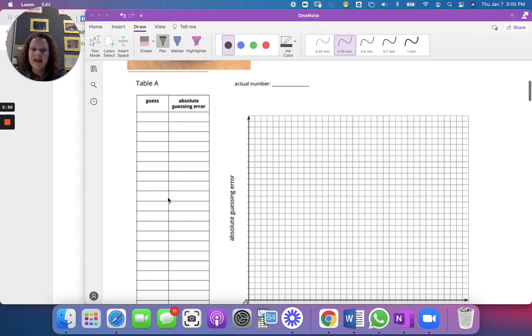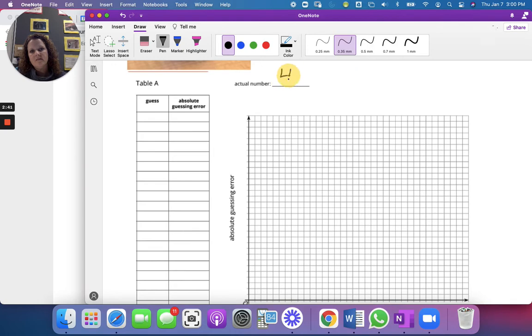And what we would do is put the guess here and then the absolute guessing error there. And to do that, you need to know the actual number. And I got the actual number is 47. And I think I guessed 54, so we'll put that as one of them. And then the absolute guessing error just means the difference between 47 and 54. So that would be 7. And by absolute, they all have to be positive. Okay? So they all have to be positive. All right, I'm going to push pause and fill in some more data, and then we'll get back together again.